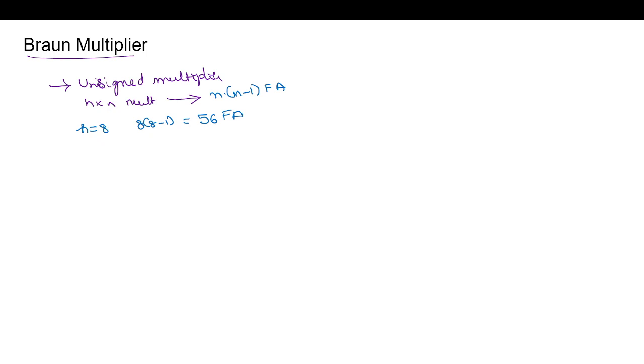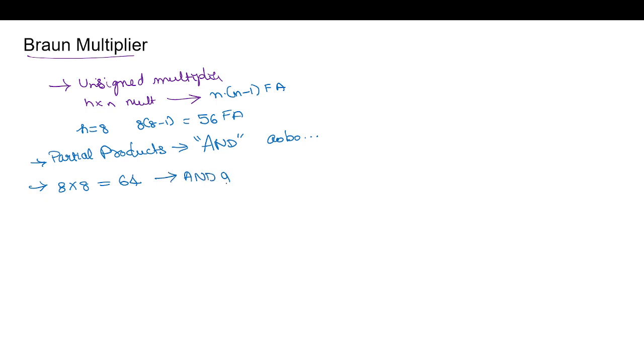The partial products, we will be generating using the AND gate, like A0 into B0. Like this. And then we need 8 cross 8 is equal to 64 AND gates.